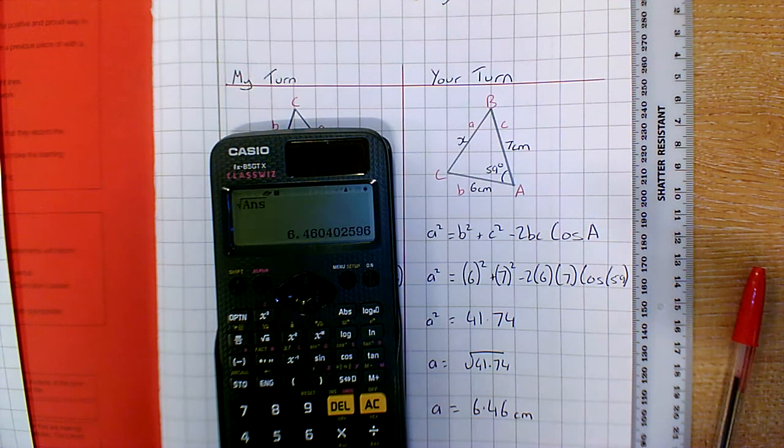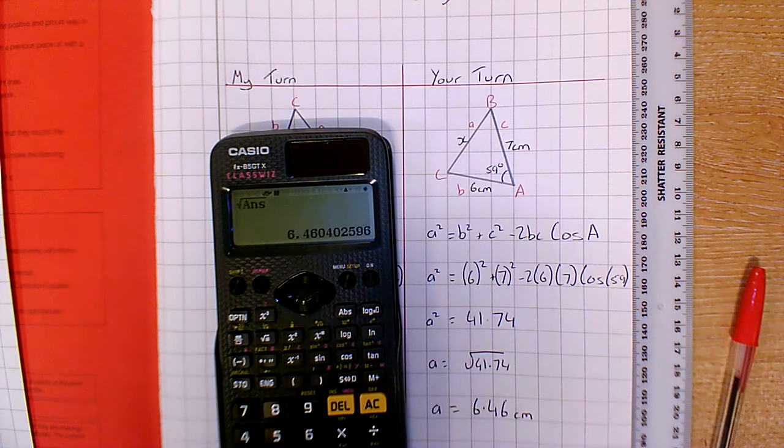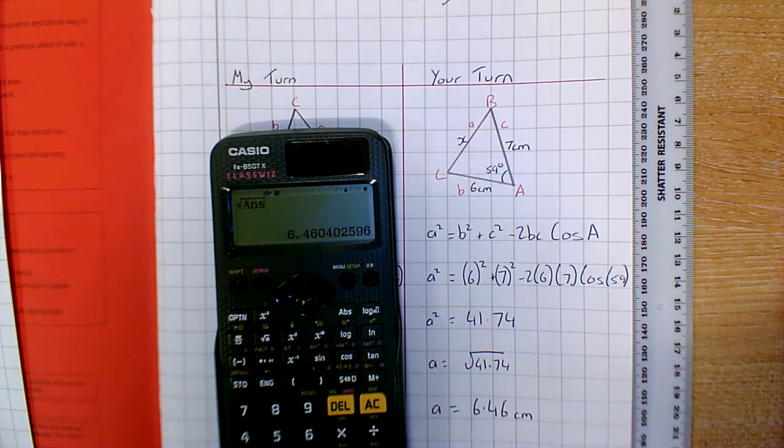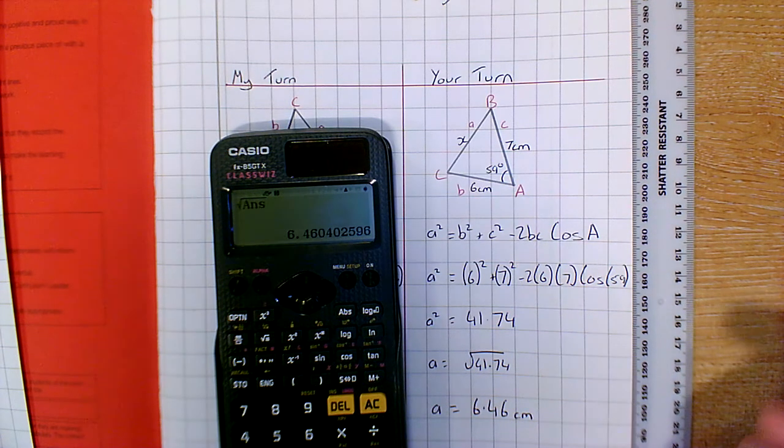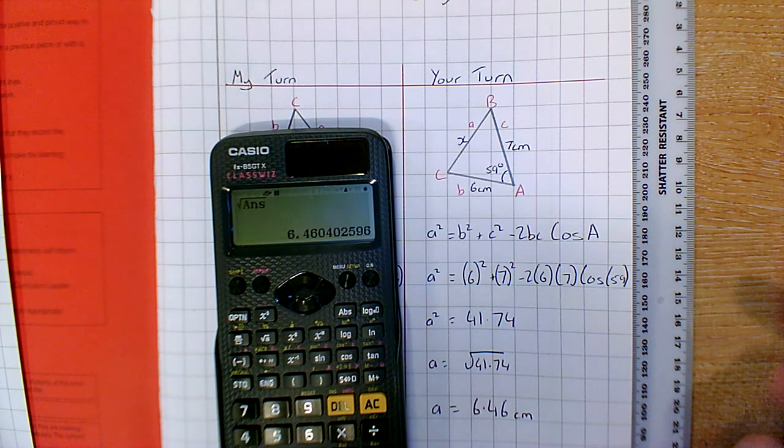Okay, there is a rearranged version of the cosine rule to find a missing angle, and I will get a video demonstrating that done soon and get that sent out to you as well.